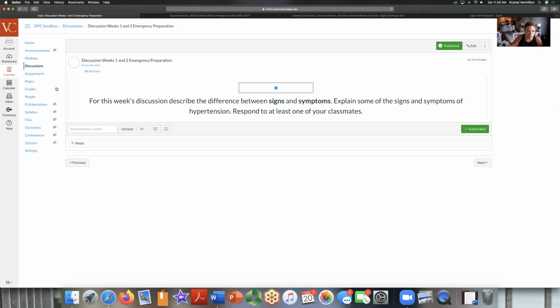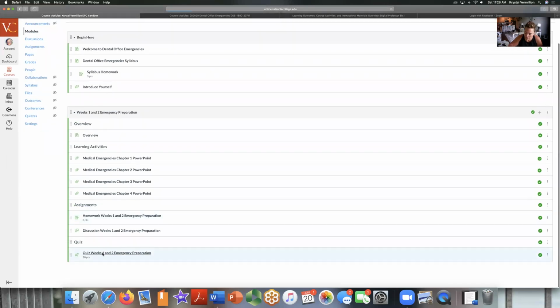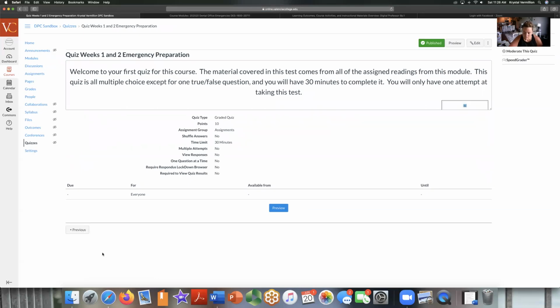Finally, the module quiz consists of multiple choice and one true/false question. And these assess the student's ability to fulfill all three learning outcomes.